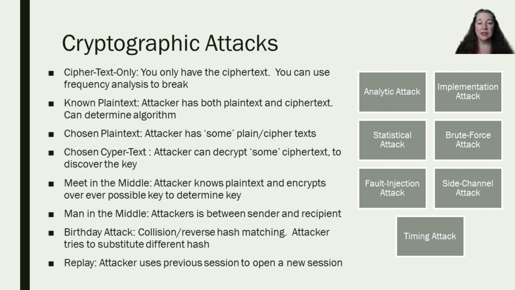A chosen ciphertext is where the attacker can decrypt some of the ciphertext to determine the key. Again, you don't have all of the ciphertext, but you have some of it. And sometimes some is enough to be able to determine the key or some other algorithm that is being used. Meet in the middle is where the attacker knows the plain text and encrypts it over every possible key to try to figure out what the key is.